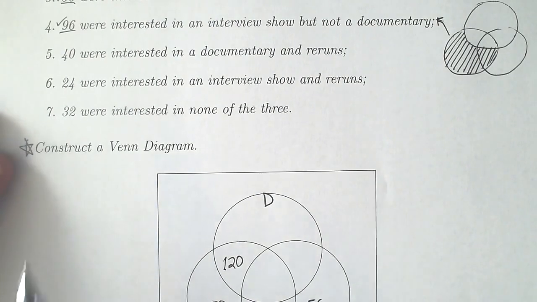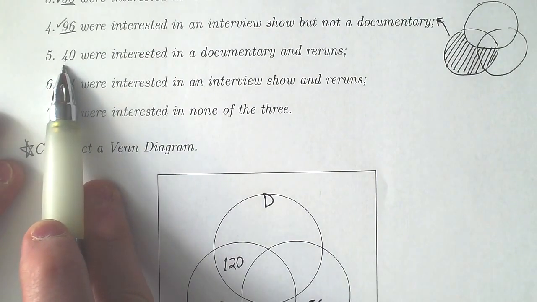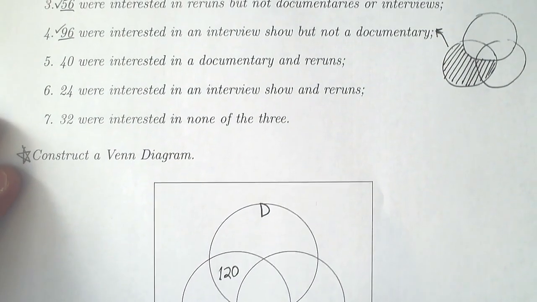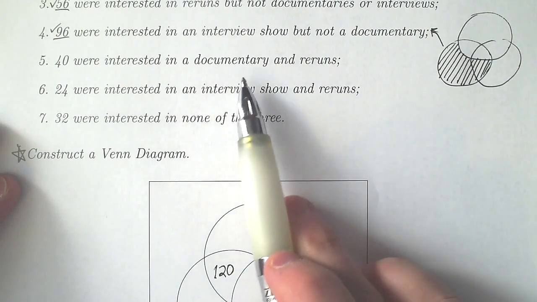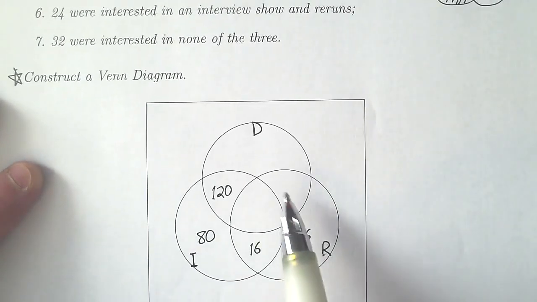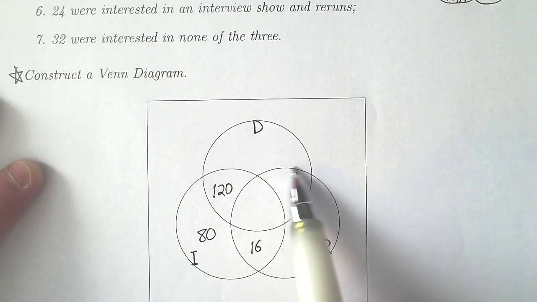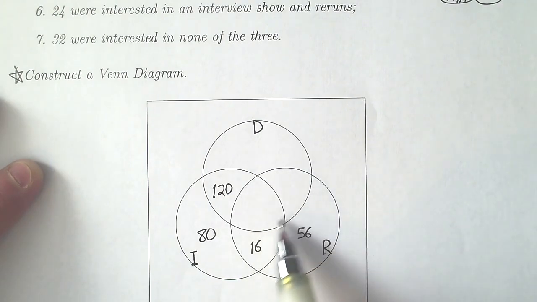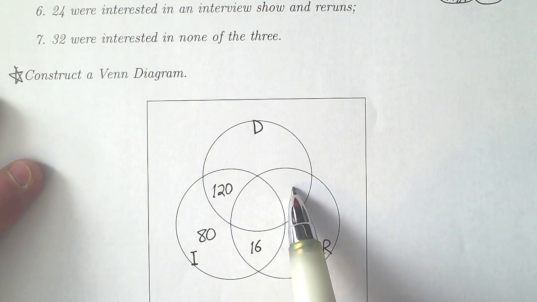Yeah, so this is definitely a puzzle. Step 5, or number 5: 40 people were interested in a documentary and reruns. So they are at the intersection of documentary and rerun circles. Here's my documentary circle, my rerun circle. The intersection of them is this football shape, and they're telling me that there are 40 people in it. But here's the problem. I don't know how many of those 40 go in the middle and how many of those 40 go here.